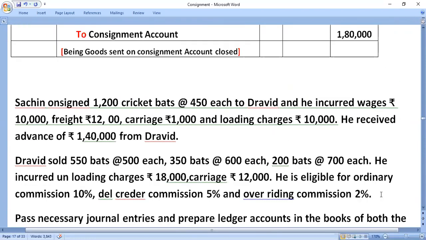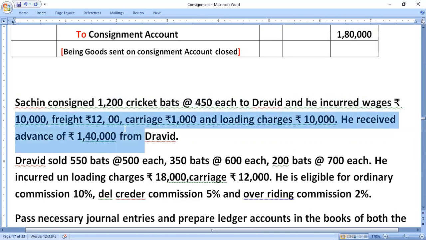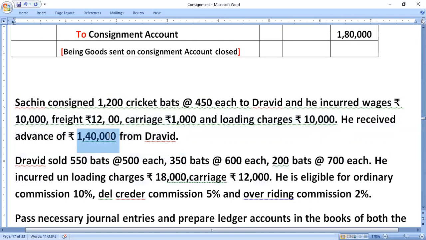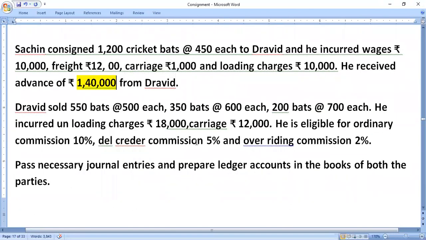My dear students, here there is a problem. Sachin consigned 1,200 cricket bats at 450 each to Dravid, and he incurred wages Rs. 10,000, freight Rs. 12,000, carriage Rs. 1,000, and loading charges Rs. 10,000. He received an advance of Rs. 1,40,000 from Dravid. So under this problem, Sachin becomes the consignor and Dravid becomes the consignee.